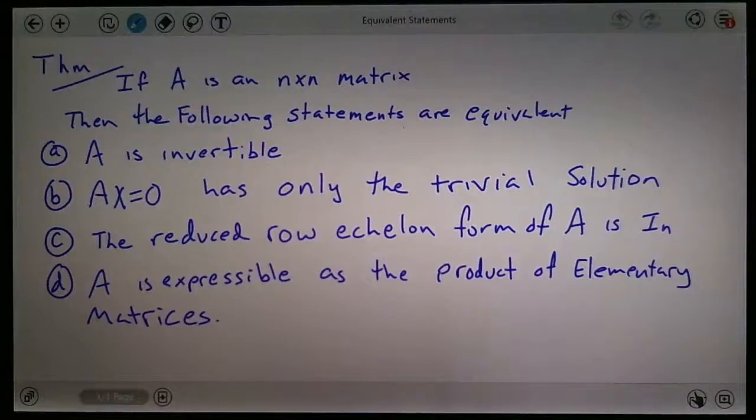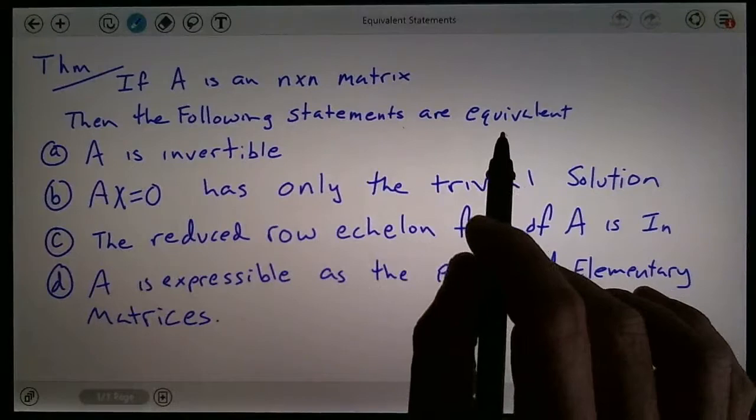All right, we got a theorem here that we're going to use over and over and over again this quarter. So I'm going to take some time to go through the theorem and the proof of it. So the theorem is this. If A is an n by n matrix, then the following statements are equivalent.